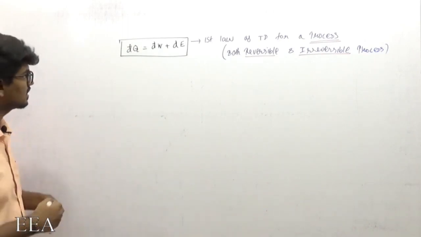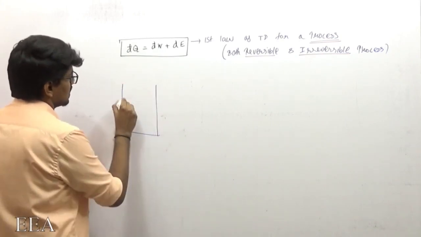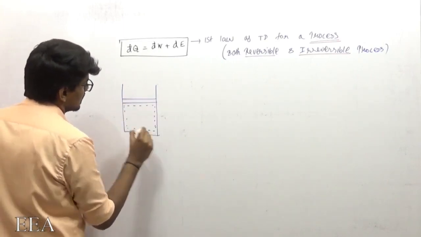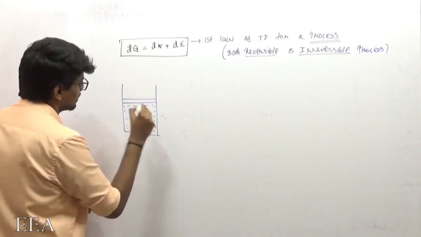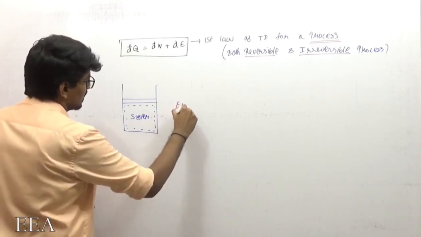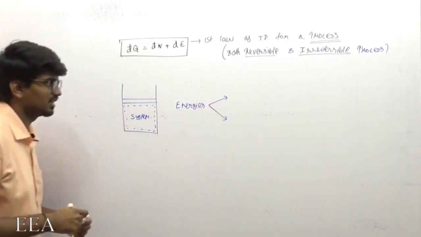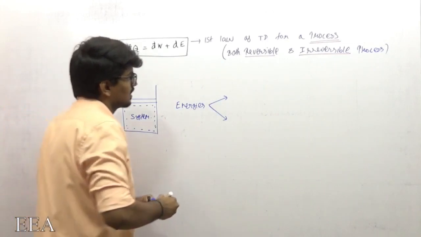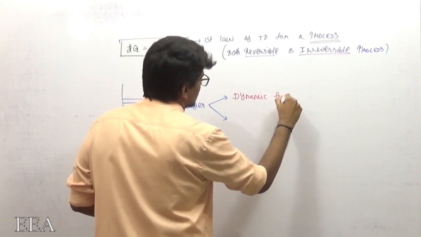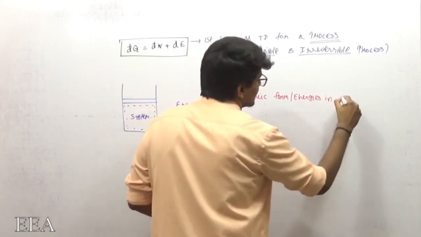Now we will understand this particular equation in somewhat more detailed manner. For example, consider that this is my system, just imagine a piston cylinder. If you consider energies, generally we can divide them into two different forms. One is the dynamic form, or energies in transit.